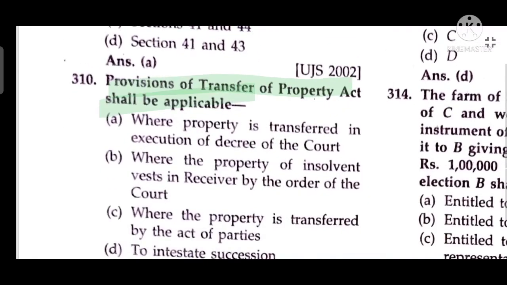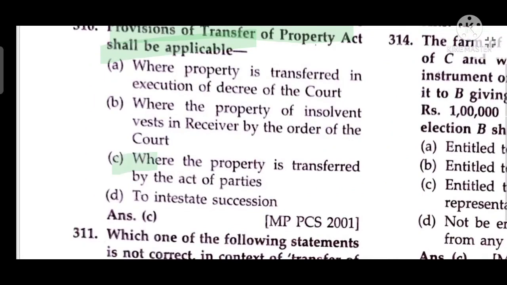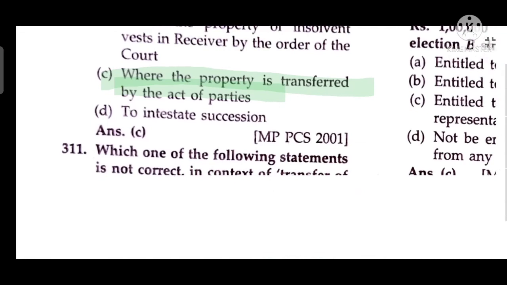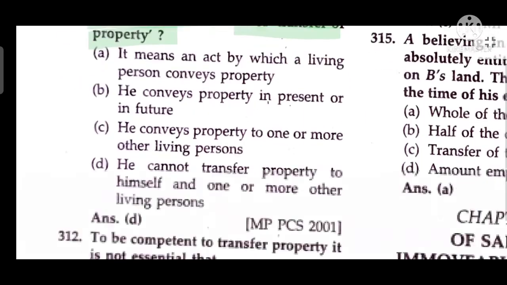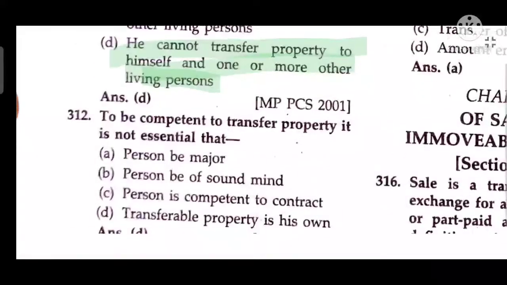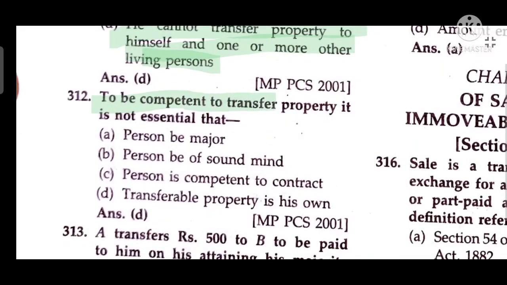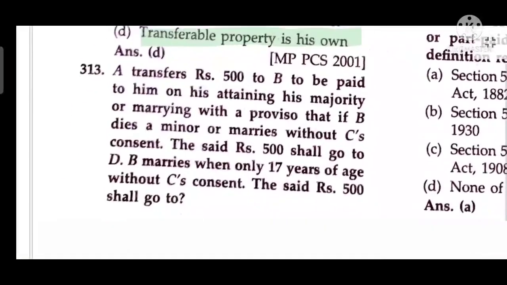Provisions of Transfer of Property Act shall be applicable where the property is transferred by act of the parties. Which one of the following statements is not correct in context of transfer of property? He cannot transfer the property himself to one or more other living persons. To be competent to transfer property, it is not essential that the transferable property is his own.